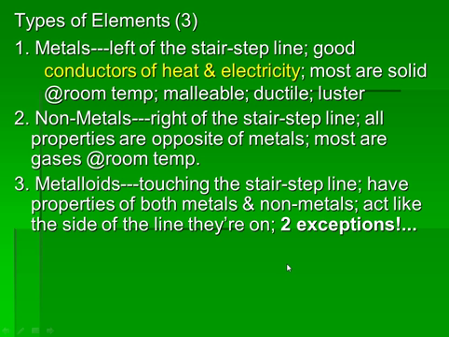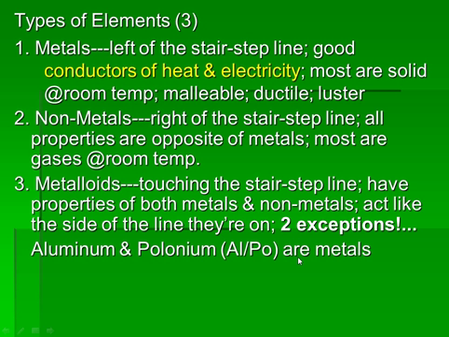In period 5, you have antimony, whose symbol is Sb, and tellurium, which is Te. Those are also metalloids. You see that those are touching the stair step, and so those are the metalloids. There are two exceptions of things that are touching the stair step that aren't metalloids. Number 13, Al, that's aluminum. That's a metal, you know that. And then number 84, Po, polonium, that's also a metal. Notice that they're on the metal side of the stair step.